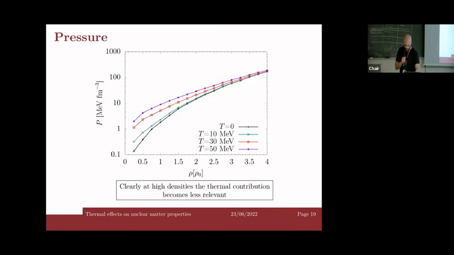I think this must be more evident if we look at the plot for the pressure. So this is the pressure, again for beta stable matter. As we can see, at high densities all the pressures are essentially the same. When talking about parameterizations that we can use to generalize thermal contributions, we should bear in mind that the thermal contribution at low densities is different from the thermal contribution at high densities. At high densities, all the pressures tend essentially to the same curve, the curve of zero temperature.